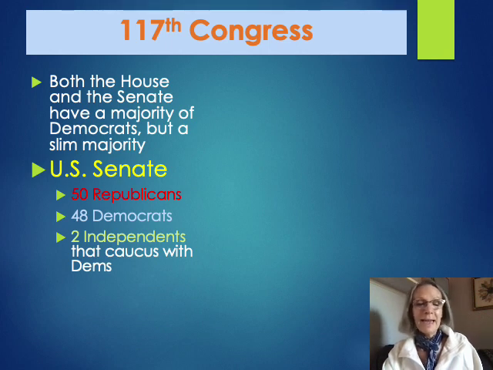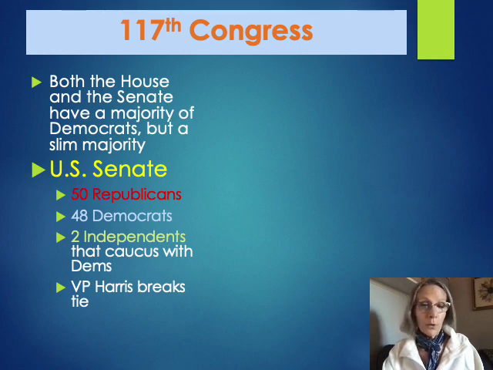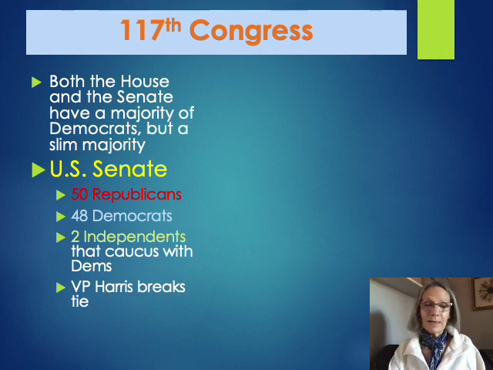So it's a tie. And as you may or may not know, when there is a tie in the vote in the Senate, the tie-breaking vote goes to the president of the Senate, and the president of the Senate is the vice president of the United States. So Vice President Kamala Harris breaks a tie. She's a Democrat, so that's why the Democrats have a very slim majority in the Senate.